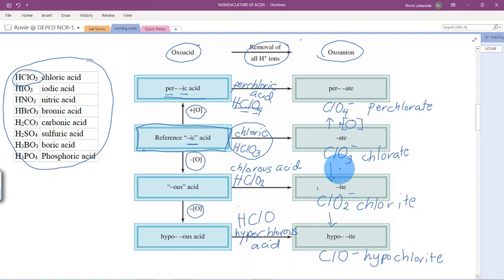Now, from -ate ion or chlorate, if you remove 1 oxygen atom, it will become an -ite ion. So from ClO3 negative, it will become ClO2 negative, or chlorite ion. From the -ite ion, if you remove again 1 oxygen atom, it will become ClO negative. So that is the hypo-ite ion, and the name would be hypochlorite ion. I hope you got it.